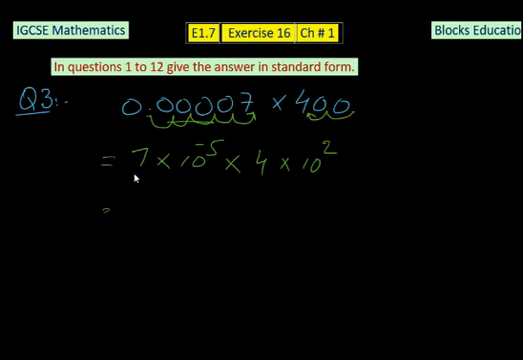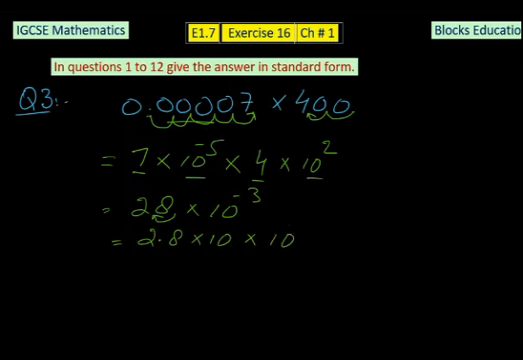So now 7 times 4 makes 28, and 10 raised to power minus 5 and 10 raised to power plus 2 means 10 raised to power minus 5 plus 2, which is minus 3. And 28 can be written as 2.8, because the decimal is here, you have to move one place to the left in order to write in standard form, so it will be 2.8 times 10 raised to power 1 times 10 raised to power minus 3. You have to add up the powers. 1 minus 3 is minus 2, so 10 raised to power minus 2. So this is the standard notation.